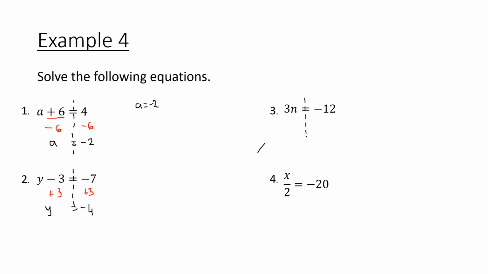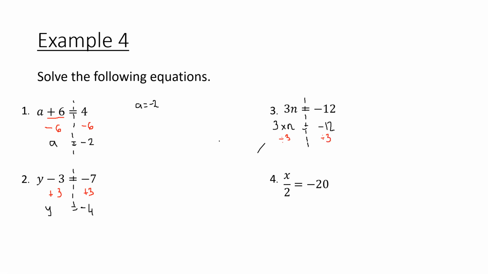Let's have a look at this one. So again, drawing our roadmap, remembering that 3n is the same thing as 3 times by n is equal to minus 12. So at the moment, we've got 3 times by n. We need to get rid of that 3. So because it's times, we have to do the opposite, which is divide. So we have to divide both sides by 3.